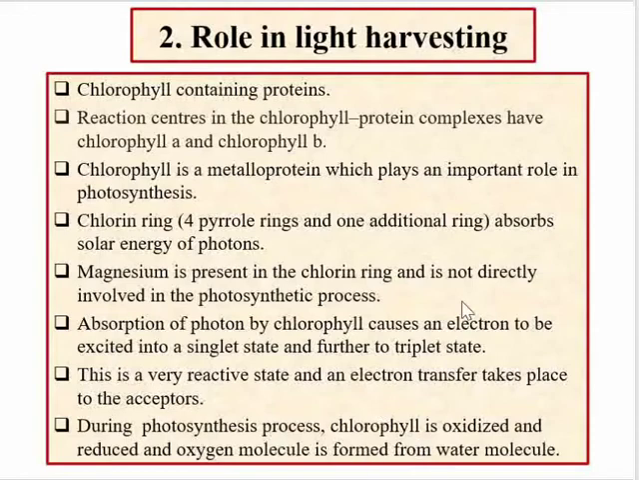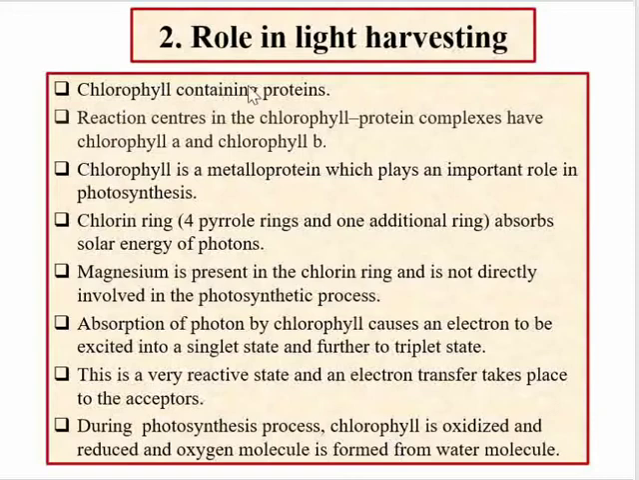So it can donate an electron to some acceptor, and then further it can accept an electron from the water molecule, which can form an oxygen molecule and eject an electron. That electron can be accepted by the chlorophyll, and it can transfer further its electron to any acceptor. So during the light harvesting, the chlorophyll is oxidized and reduced. It is continuously oxidized and reduced.